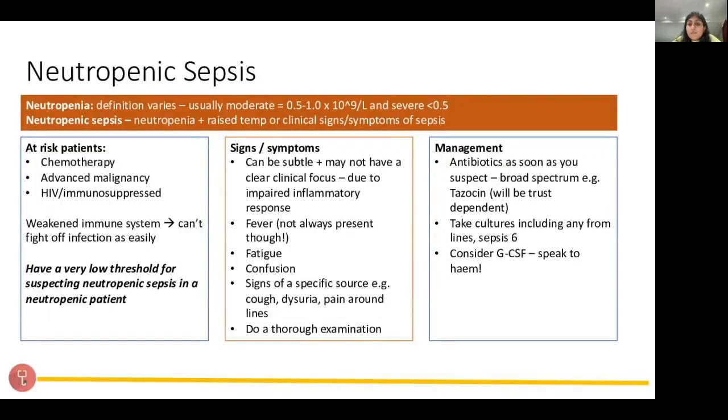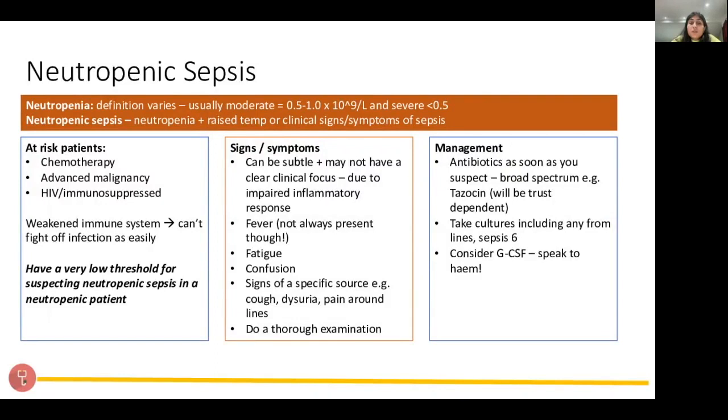And then with management, the main thing to remember is tazocin is the antibiotic that is pretty much trust guidelines everywhere. It's also called piperacillin tazobactam. So that's the main thing. Sometimes people also add amikacin, but as long as you say tazocin, that's great. Culture the patient, do your sepsis 6.